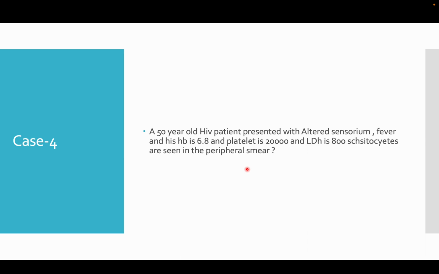TTP, as mentioned, has ADAMTS13 activity less than 10%. Congenital is only 10% of cases, due to congenital mutation. Acquired is the most common cause, where there is HIV, malignancy, ticlopidine, clopidogrel, or post bone marrow transplant. The treatment in the case of congenital is FFP, whereas in acquired it is plasma exchange plus steroid plus rituximab.